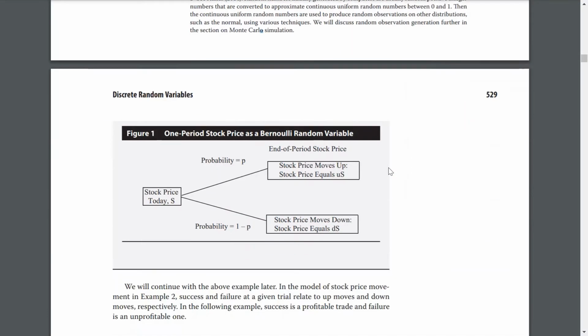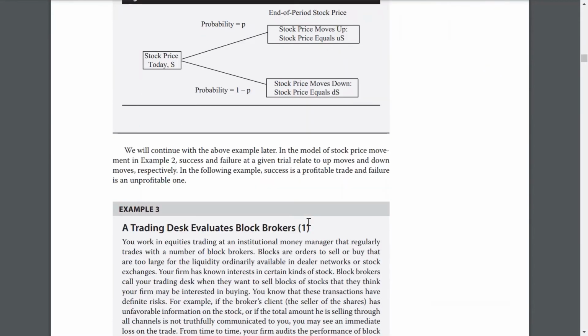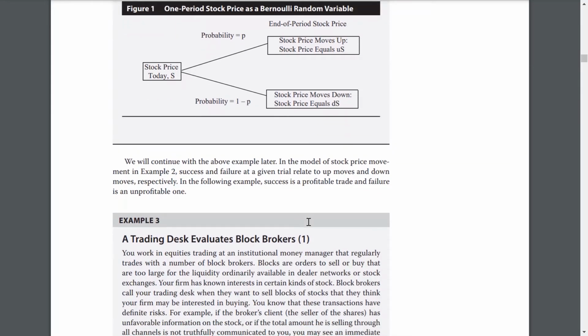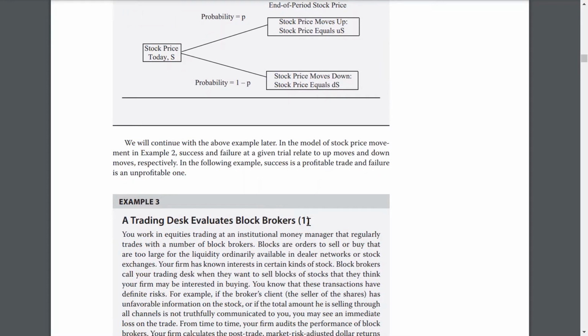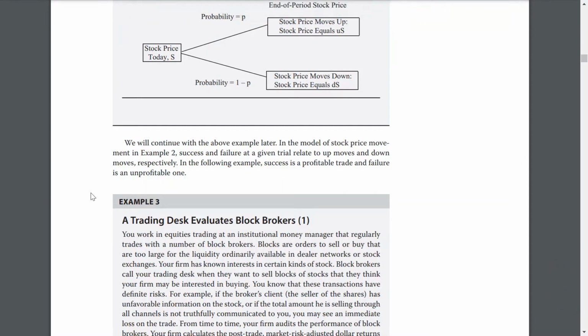Okay. So the probability of moving up is p. The probability of moving down, or the stock price decreasing, is everything else besides p, so it's 1 minus p. So there are only two outcomes. That's why we call it binomial. We will continue with the above example later.